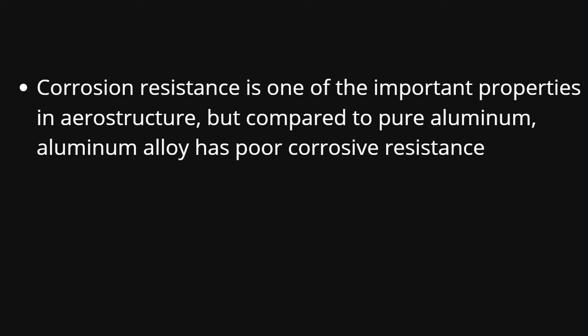Corrosion resistance is one of the important properties in aerostructures, but compared to pure aluminum, aluminum alloy has poor corrosion resistance. Corrosion resistance is very important because we are flying through clouds and a water vapor atmosphere, so the aircraft material easily gets corroded. So we consider corrosion resistance a main important property in aerostructures. Since aluminum alloy has low corrosion resistance, we think about more advanced materials like composites.